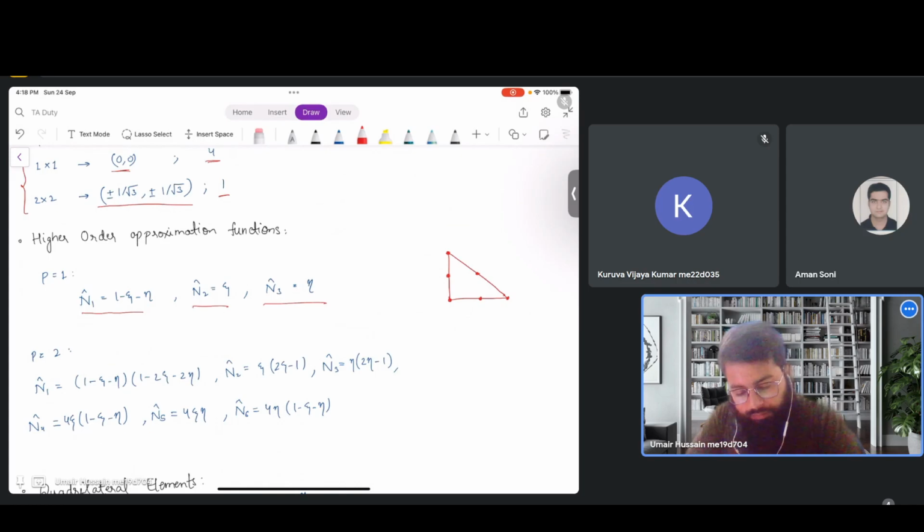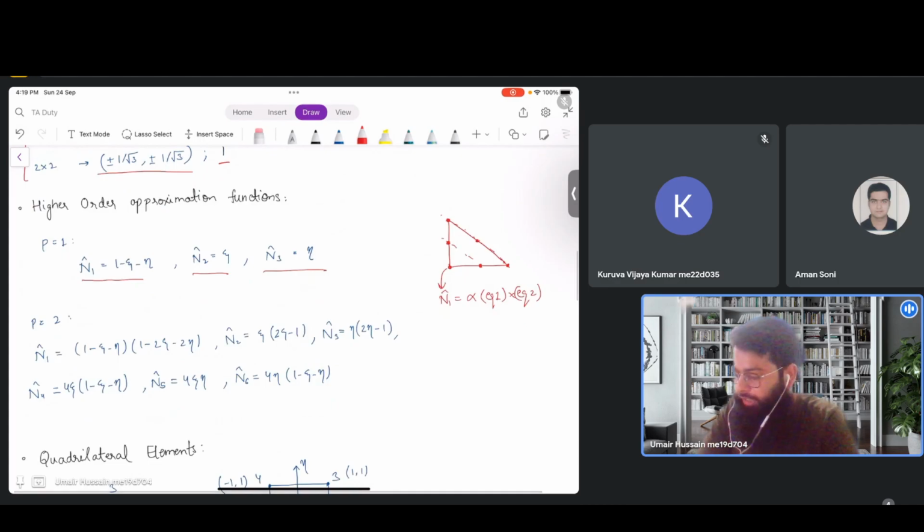In order to derive the approximation function for each node, we just need to know where that function would be zero. An example I discussed last time: the approximation function for this node will be zero along this line and along this line. So it can be written as some constant times the equations of those lines. That is how we can derive the approximation function for any node.